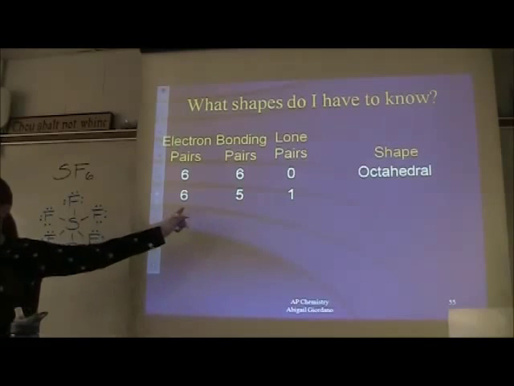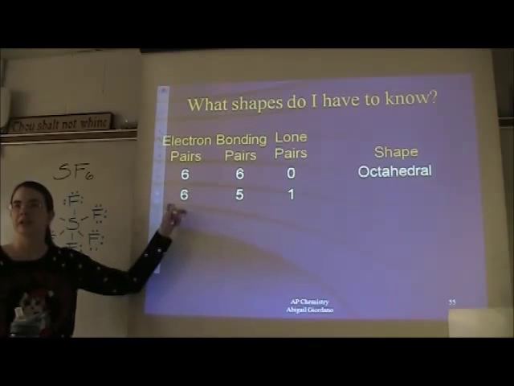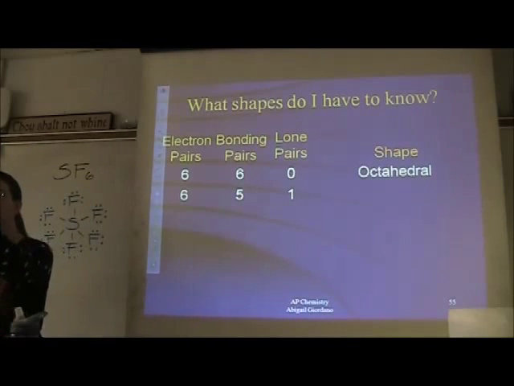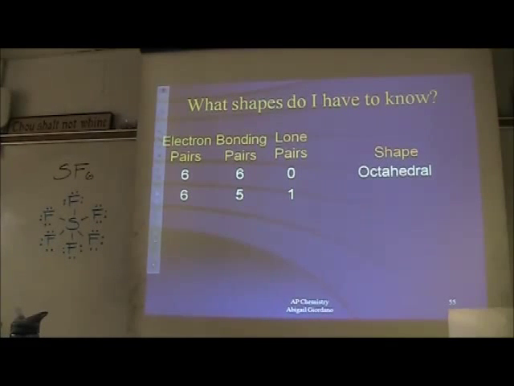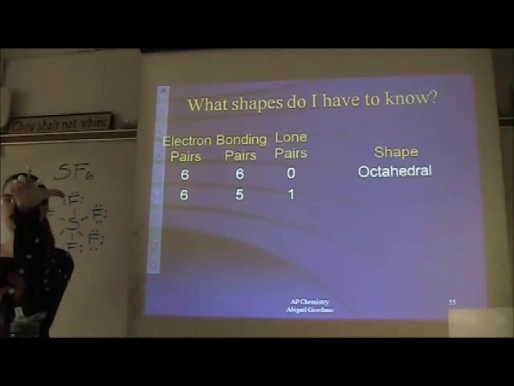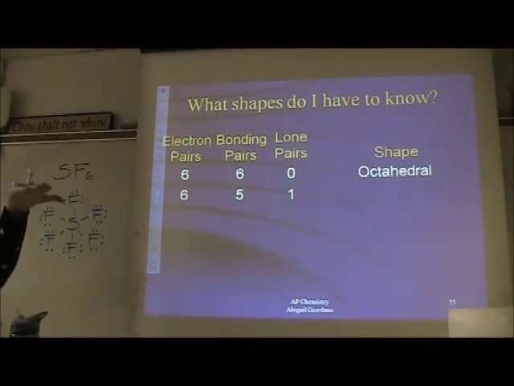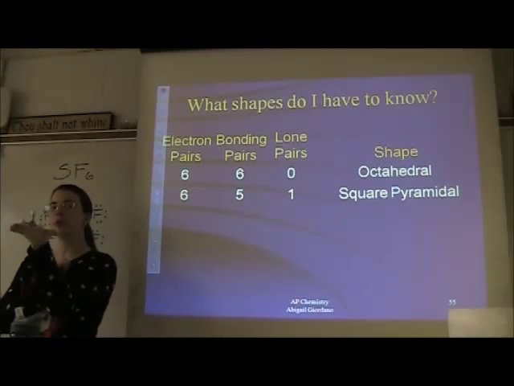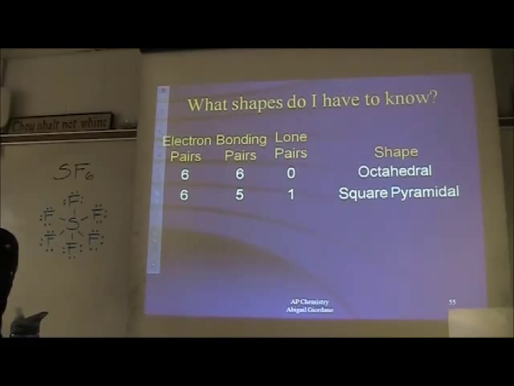If you have this situation, 6 sides occupied, 5 of them are bonding, you've got 1 lone pair, does it matter which arm I pull off? No. That, ladies and gentlemen, is called square pyramidal. Bond angle? Slightly less than 90. And polar. It's definitely not symmetrical from all angles.